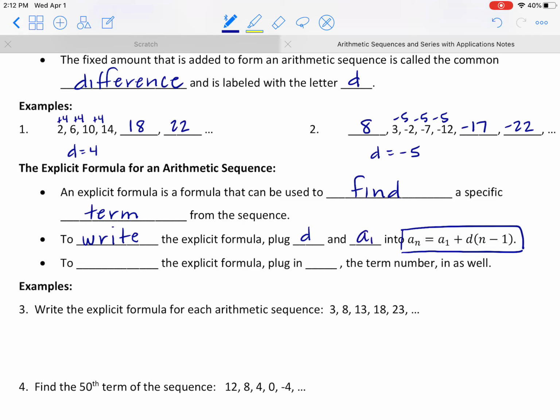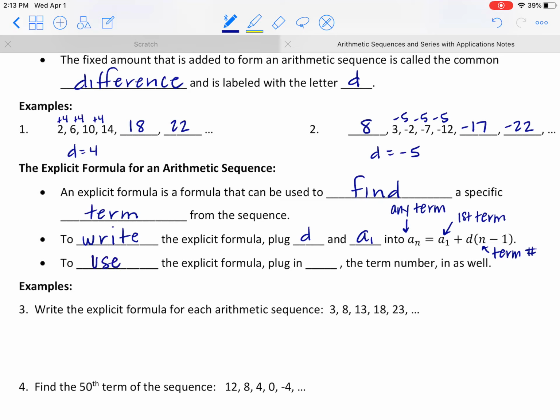A sub n, that's notation for any term on the list. A sub 1 would be notation for the first term on the list. D, we talked about a few minutes ago, is our common difference. And then n represents the term number. Okay? So if we wanted to write an explicit formula, it's that formula with something plugged in for a sub 1, our first term, and something plugged in for d, our common difference. But the n minus 1 and the a sub n would stay.